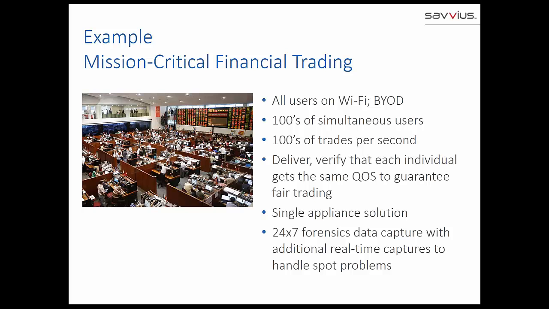Again, there were hundreds of simultaneous users, hundreds of transactions per second, and what the network administrators were able to do was capture all of that wireless traffic. So whenever a problem was reported, even at the end of the day, they could go back and see exactly what was going on at the time that user reported the problem, providing some great forensic data and allowing them to really increase the level of service on this trading floor.